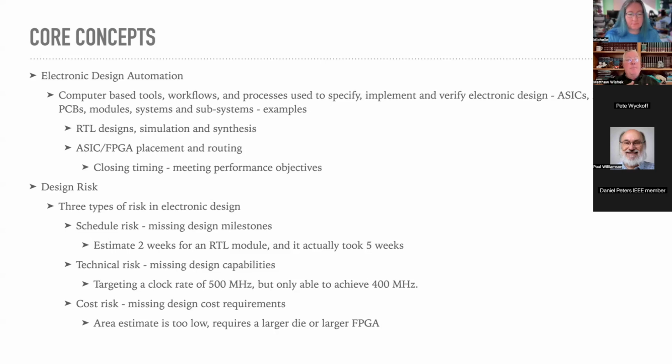So if we can improve the processes, we can potentially mitigate schedule risk and technical risk, and even cost risk. So let's go to the next slide.